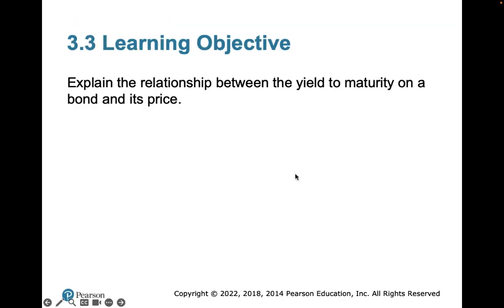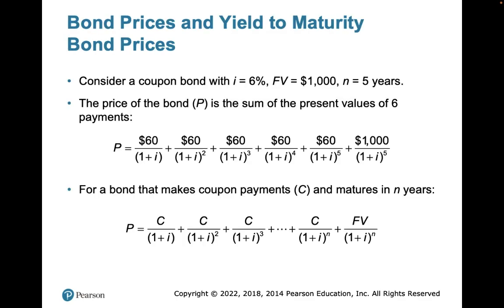So we're going to look at the learning objective of knowing the relationship between the yield to maturity on a bond and its price. Bond prices and yield to maturity: consider a coupon bond with interest 6%, future value $1,000, and 5 years. The price of the bond, which is P, is the sum of the present value of 6 payments. This is the formula. Okay, 6%.